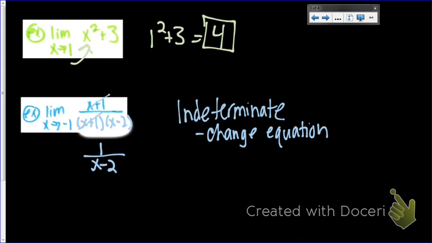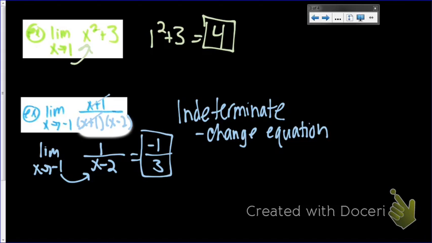So now what I'm actually finding is the limit as x approaches negative 1. And now I can take that negative 1 and plug it in. So I get 1 over 3, and that fraction is negative. So that's my limit. Now we've talked about this a little bit before. When that factor cancels out, it actually creates a hole in your graph, which we're going to talk next week about how that's a removable discontinuity.